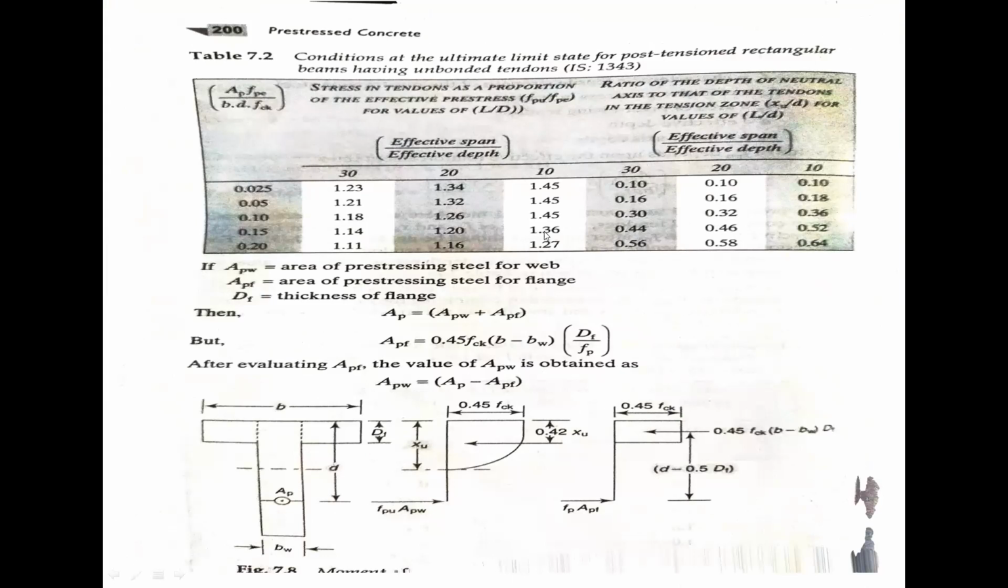0.41 and 1.31. You have to interpolate for these two, between 30 and 20. I have to get the values for the ratios FPE by FP 1.31 and XU by D 0.41 as per Table 7.2 of Indian Standard 1343 2010. I have to use the code book and interpolate this value.